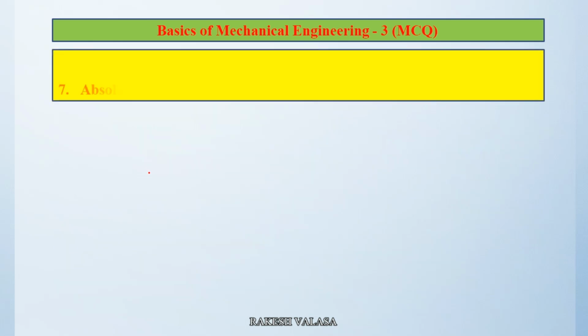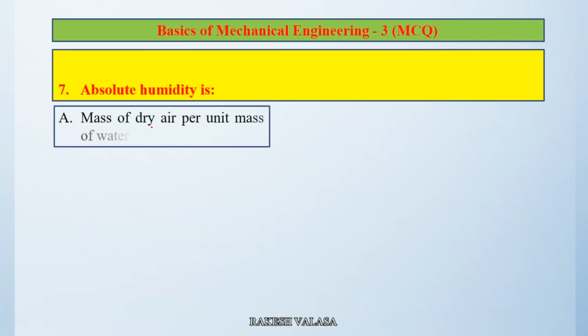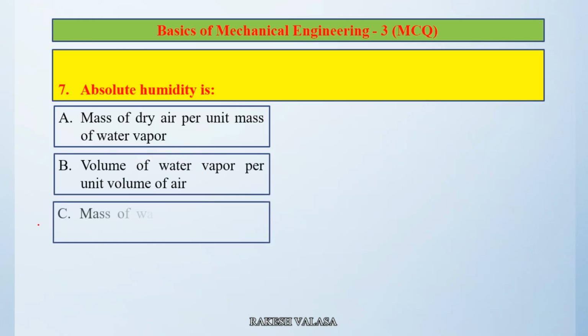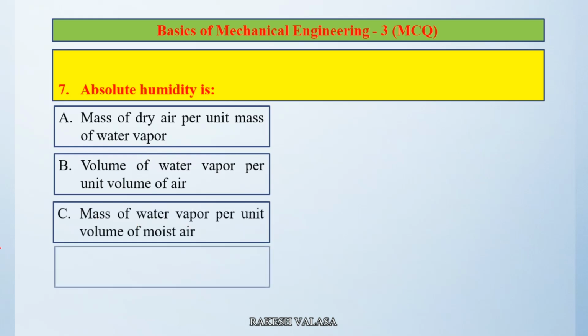Question number 7. Absolute humidity is: option A, mass of dry air per unit mass of water vapor. Option B, volume of water vapor per unit volume of air. Option C, mass of water vapor per unit volume of moist air. Option D, mass of water vapor per unit mass of dry air.